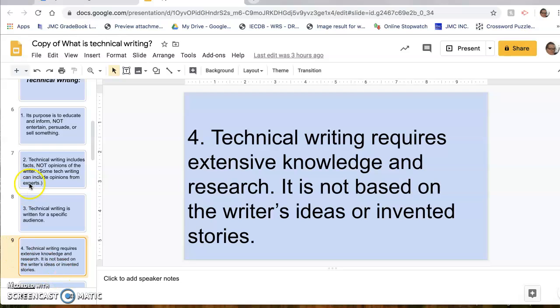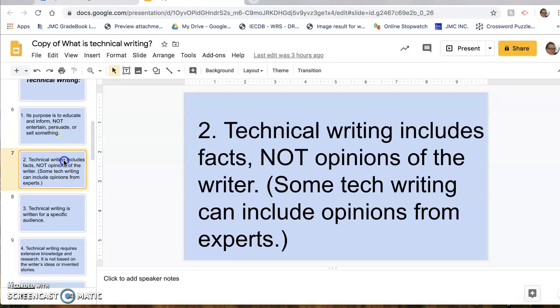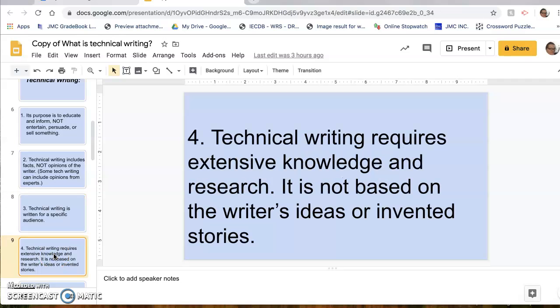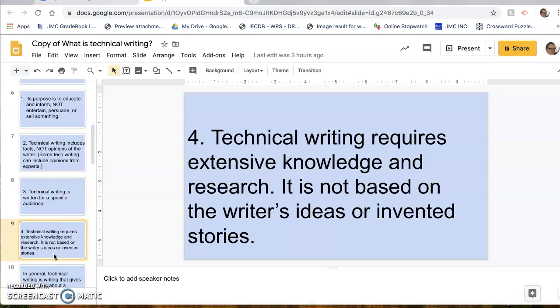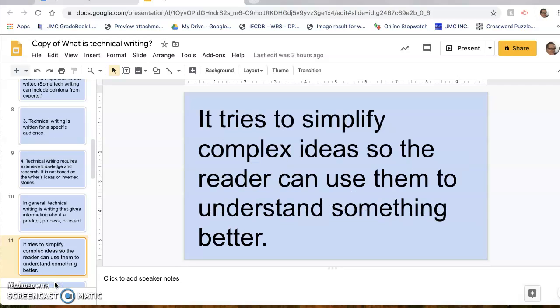So once again, our 4 characteristics. First, technical writing is written to educate and inform. It includes facts, not opinions of the writer. It's written for a very specific audience, and it requires research and knowledge. In general, technical writing is writing that gives information about a product, process, or event. It tries to simplify complex ideas so the reader can use them to understand something better.